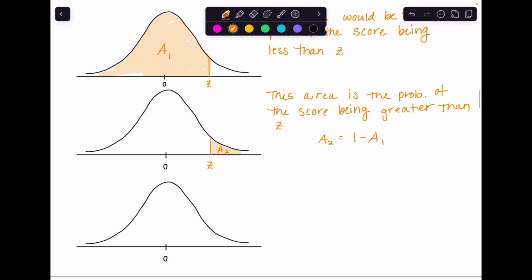If you want to do area between two numbers, you can. So say this is z1 and say this is z2. Then the area in this shaded region is the probability of having a score between z1 and z2.